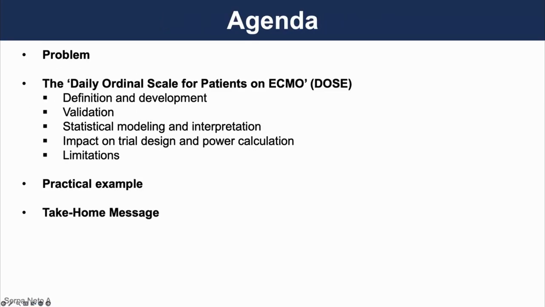So, no disclosure related to this talk. My idea today is to start discussing the problem with outcomes that we have today when designing studies in critical care. Then describing the dose, which is the Daily Ordinal Scale for patients on ECMO, how it was defined and developed, the validation, the modeling, the impact on trial design, which I think is the most important part, and some, of course, limitations, and just provide you with a practical example on how to approach and how to design a study using this outcome.